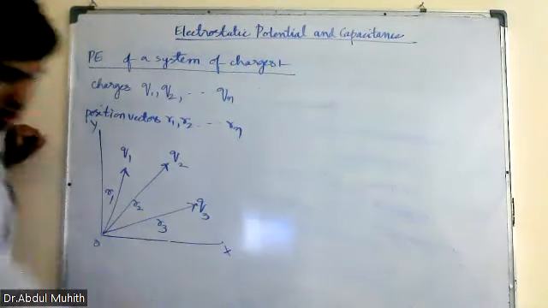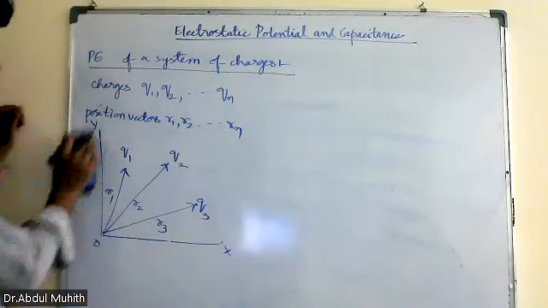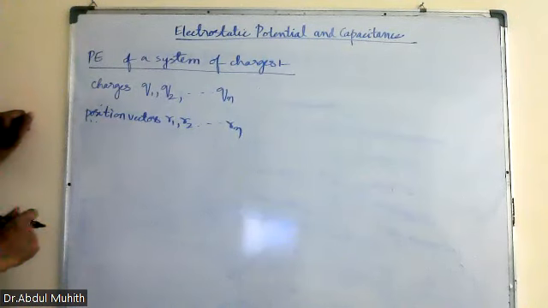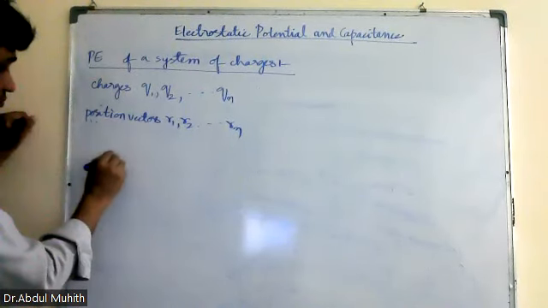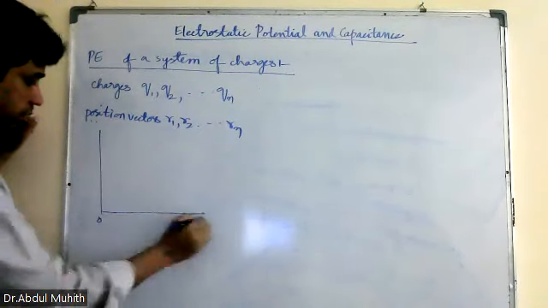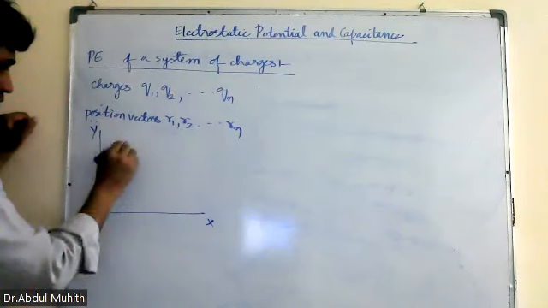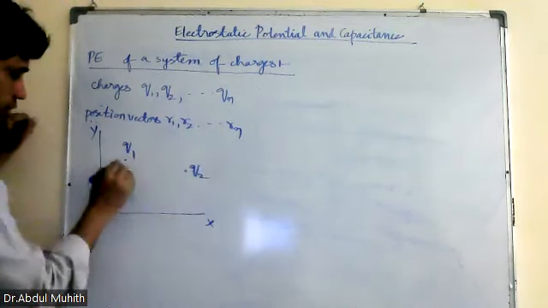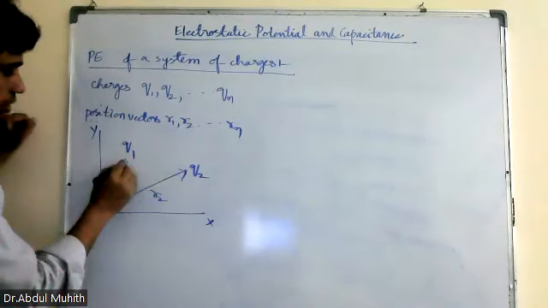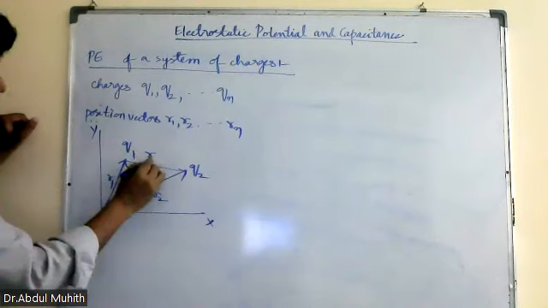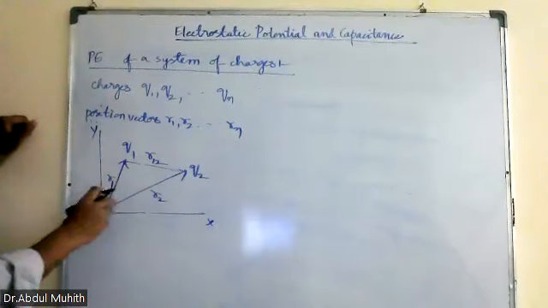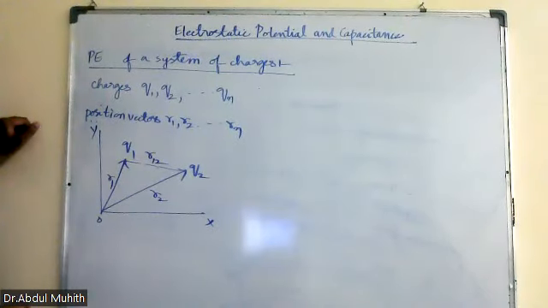Now, forget about this diagram. I'm just showing you what a position vector is. Now here we have charge Q1. I'll just take two charges. Origin, x-axis, y-axis. This is Q1, this is Q2. This is R1 and this is R2. This is R12. So we have charges, we have position vectors, and R12 is the position vector.